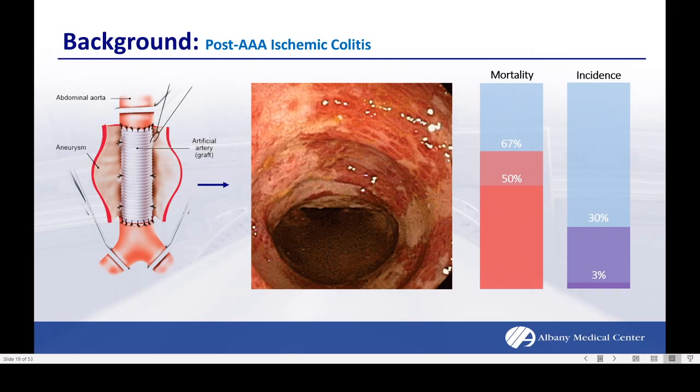Ischemic colitis is a devastating complication of AAA repair. Mortality ranges between 50 to 67%. The overall incidence is pretty low at 3%, but goes up to 30% for emergent cases.